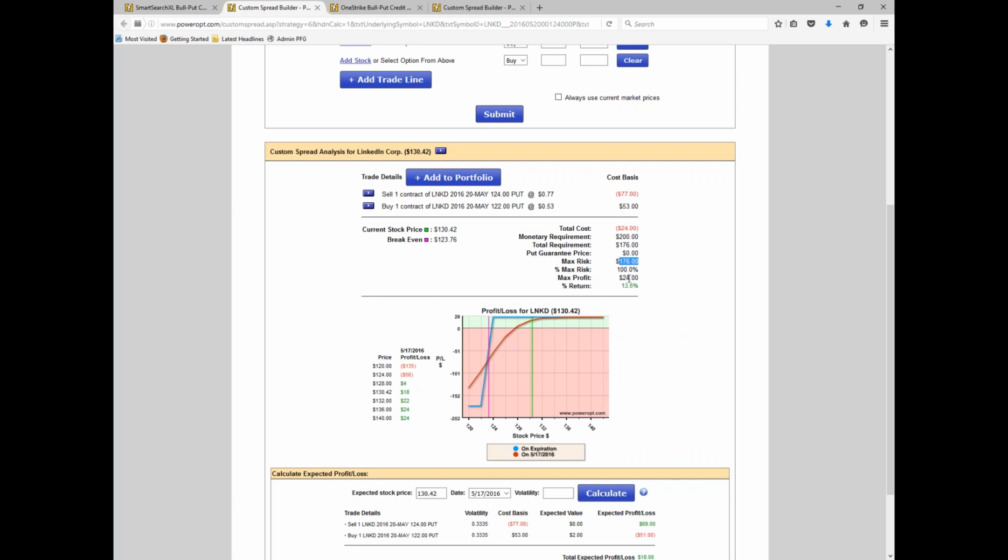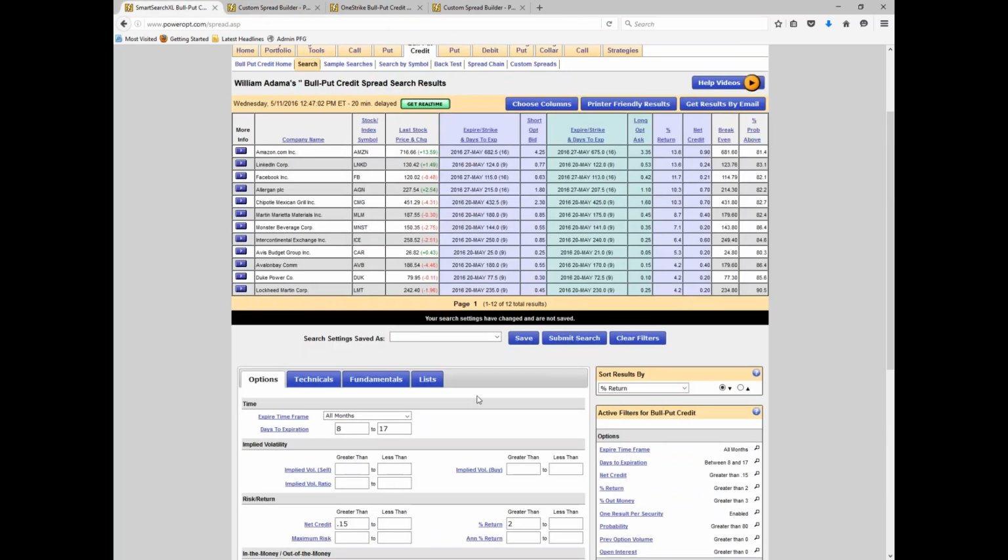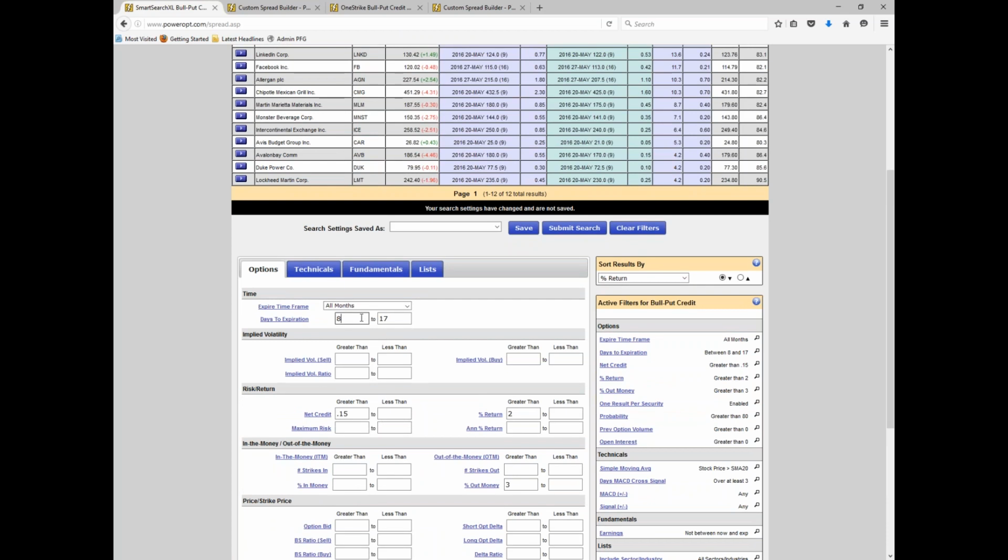Okay. The problem comes into play when the investor says, I want to do shorter term series. I just want to do this week. And that's where we were. So we're going to change our settings to 0 to 5%. I'm going to lower the net credit down to 10%, or 10 cents net credit, and a 2% return.